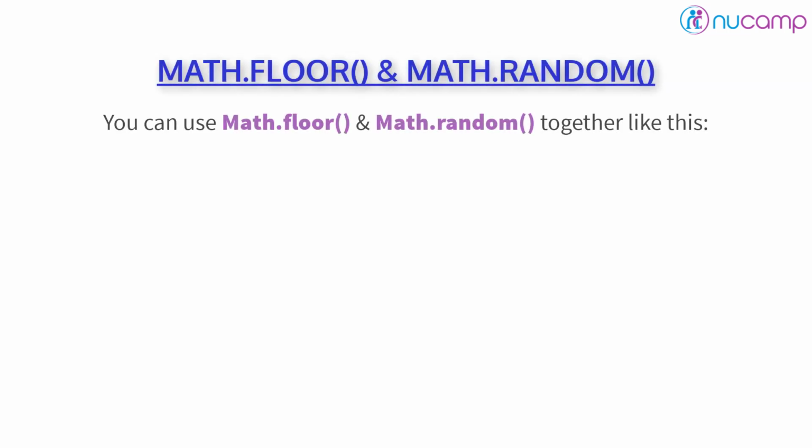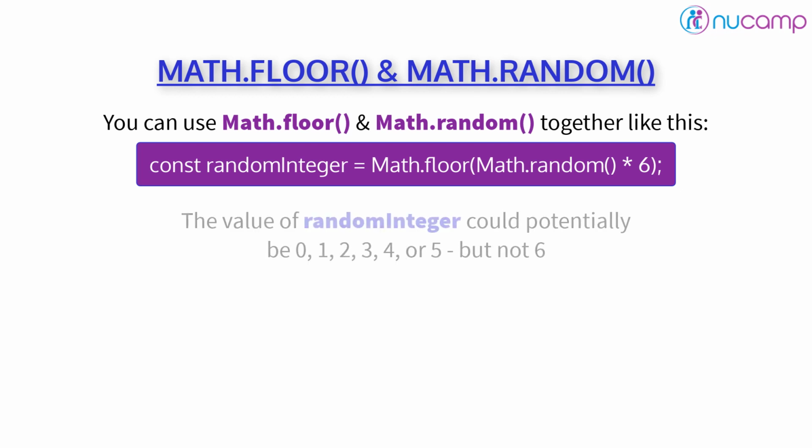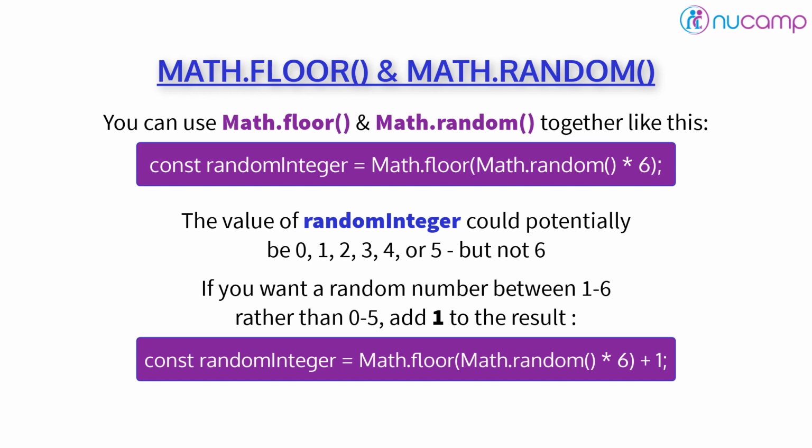That means you can use Math.floor and Math.random together, like this. The value of random integer from this operation could potentially be 0, 1, 2, 3, 4, or 5, but not 6. If you want a random number between 1 and 6 rather than 0 and 5, add 1 to the result.